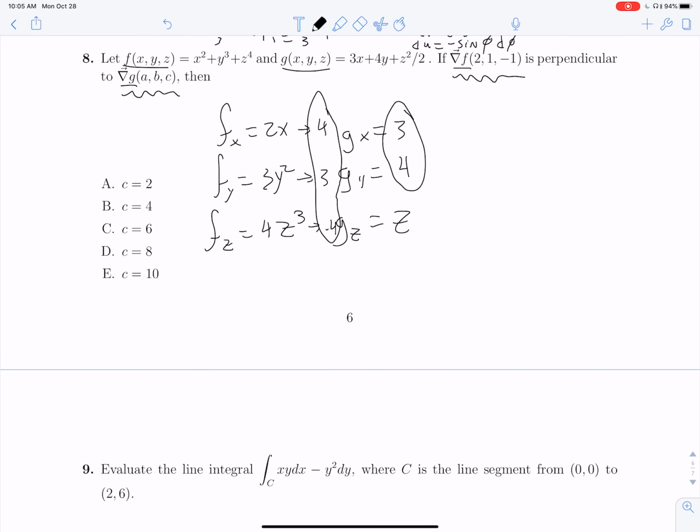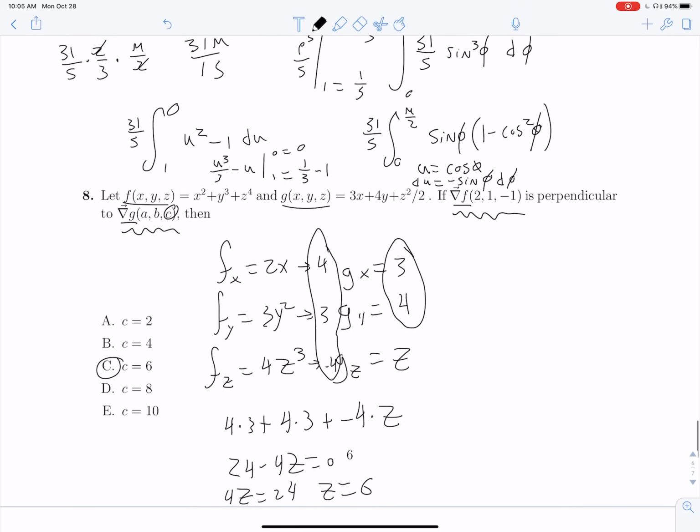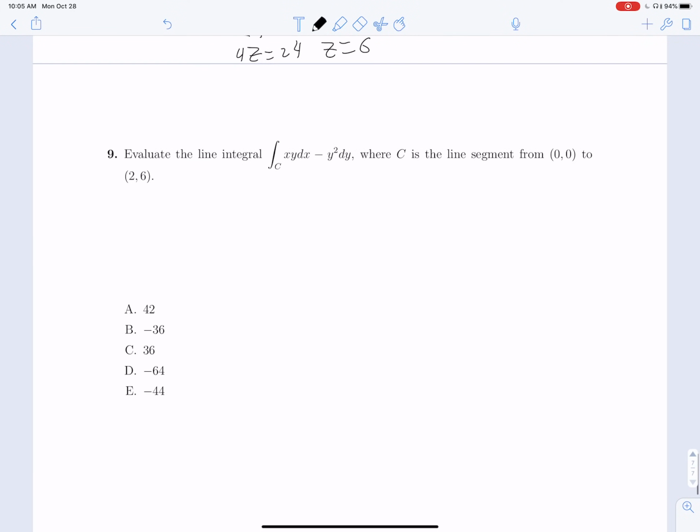And we know that in order for them to be perpendicular, their dot product has to be 0, since they're both gradient vectors. So we're going to get 4 times 3 plus 4 times 3 plus negative 4 times z. And we'll get 24 minus 4z equals 0. 4z equals 24. z equals 6. And they're calling this z value c. So we'll play by their rules. And our answer is c.